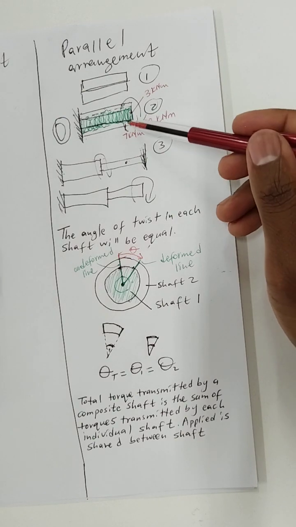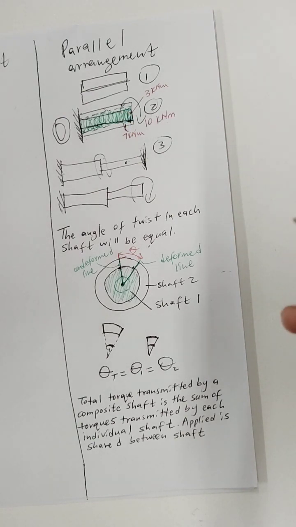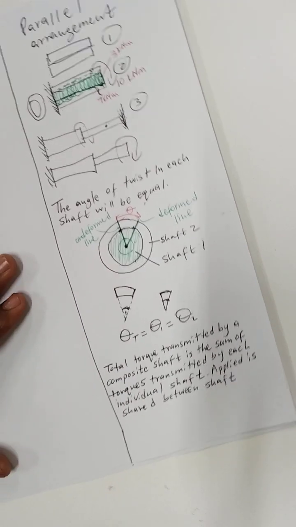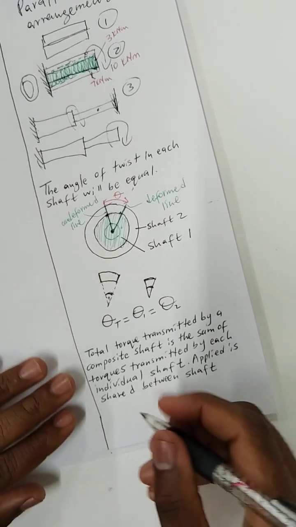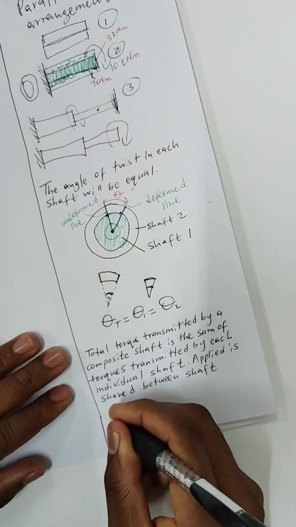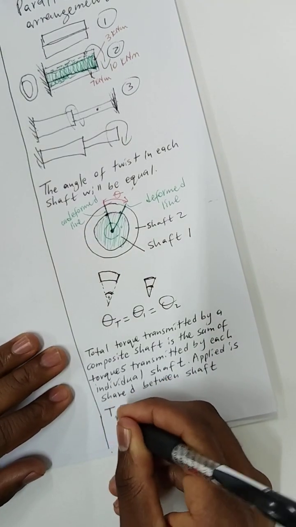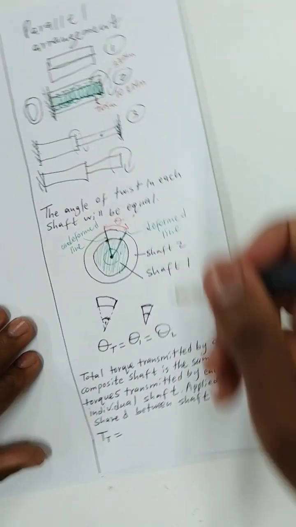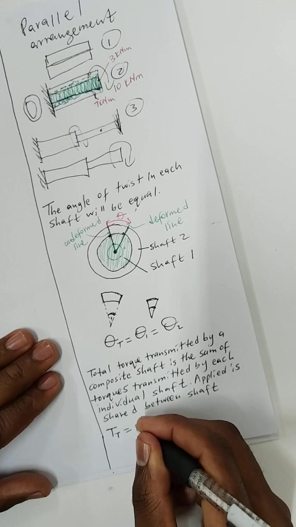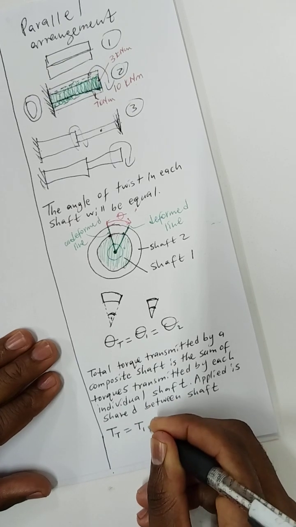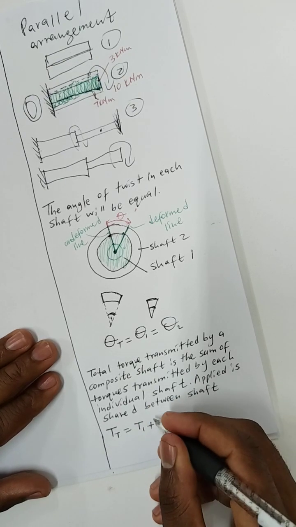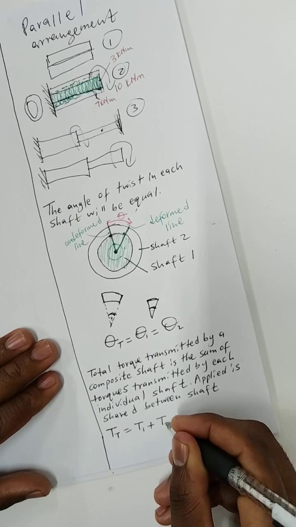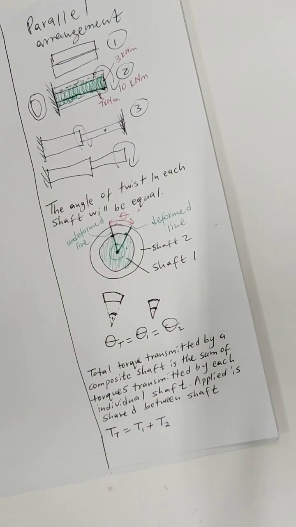So these individual shafts will transmit a share of this torque to the other side. In that way, we say that the total torque, which we are referring to as T, the torque that we apply, will be equal to T1, the torque transmitted by shaft 1, plus T2, the torque transmitted by shaft 2.